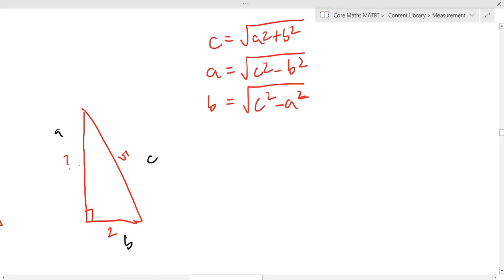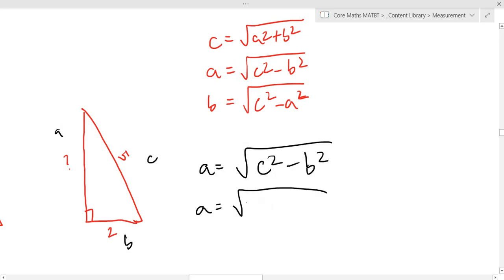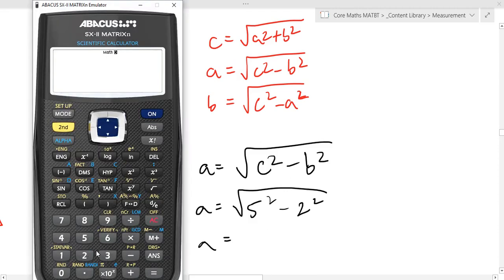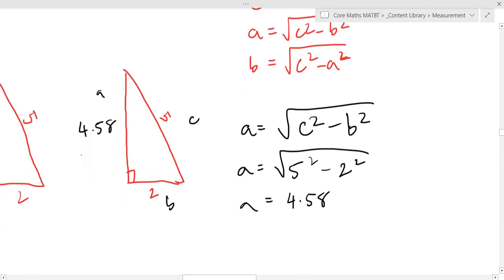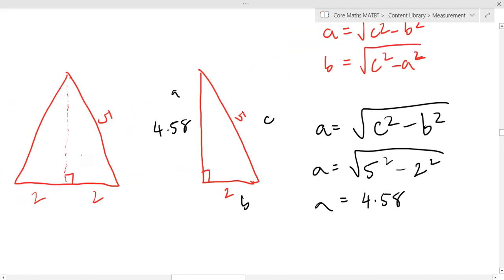So from this formula, I can see I'm looking for side A. So I'm going to use my A formula. That means A equals the square root of C squared, which is 5 squared, take away B squared, which is 2 squared. Putting that in my calculator, the square root of 5 squared take away 2 squared is equal to 4.58. So that means that this length here for A is 4.58.